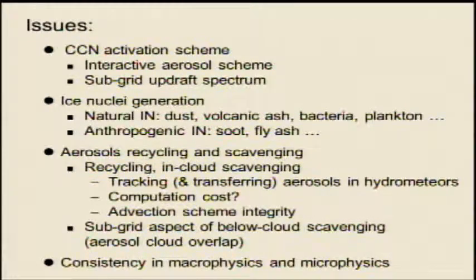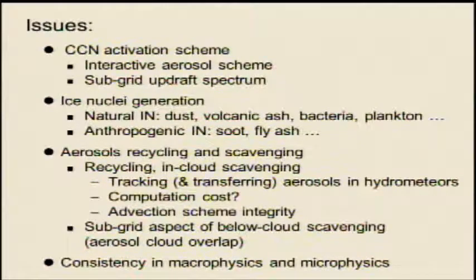And also there are some issues with below-cloud scavenging. For instance, if it's a convective cloud, the most amount of aerosols that can be washed out is below that cloudy area. But the current treatment is washing out all the aerosols in that grid. I think that is not a proper way to do the scavenging. So how we treat below-cloud and in-cloud scavenging requires extra attention.